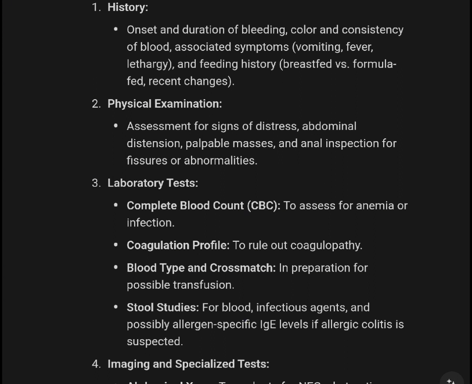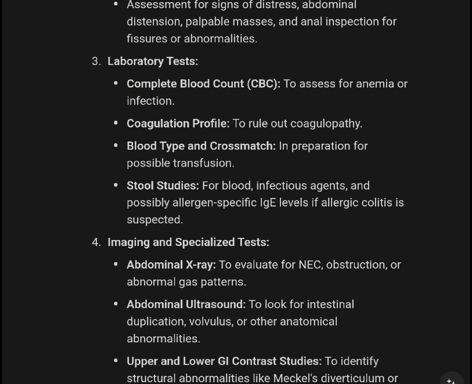Laboratory tests: complete blood count, CBC, to assess for anemia or infection; coagulation profile to rule out coagulopathy; blood type and cross-match in preparation for possible transfusion; stool studies for infectious agents; and possibly food-specific IgE levels if allergic colitis is suspected. Next, imaging and specialized tests.